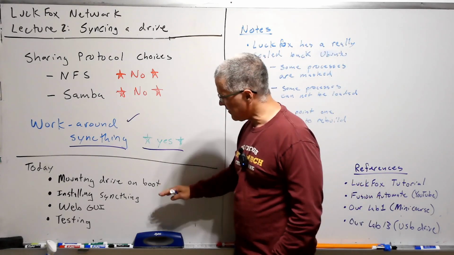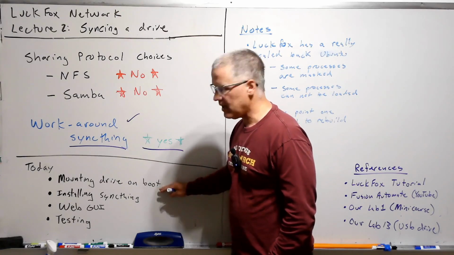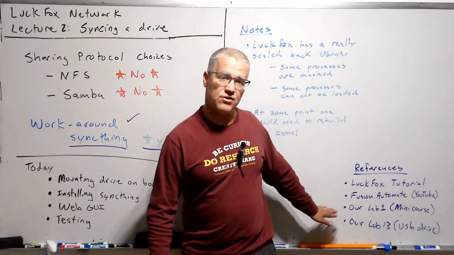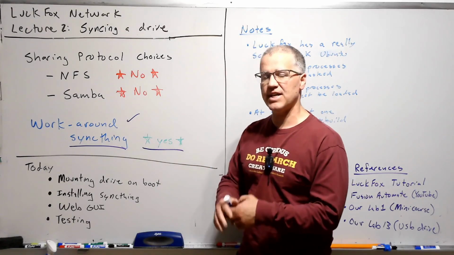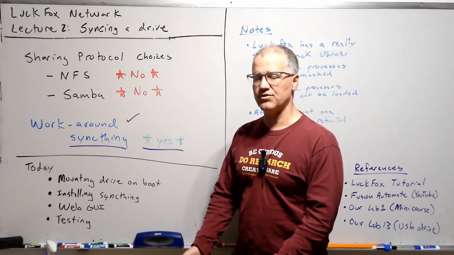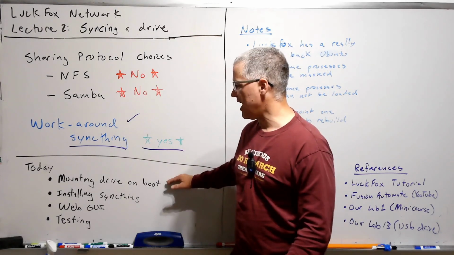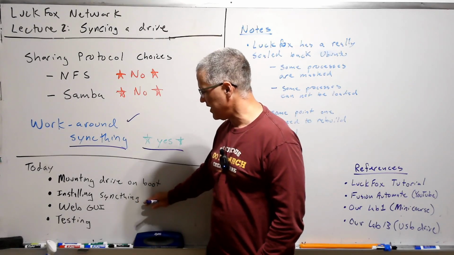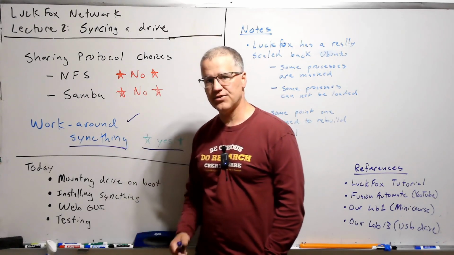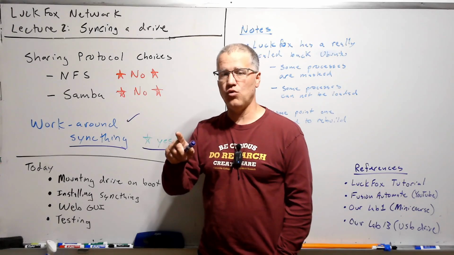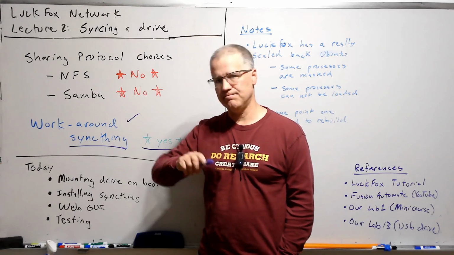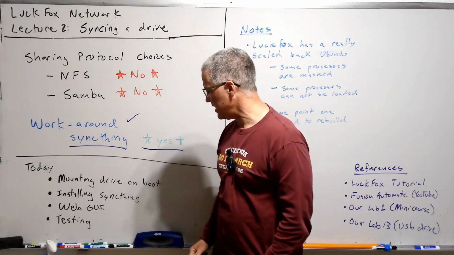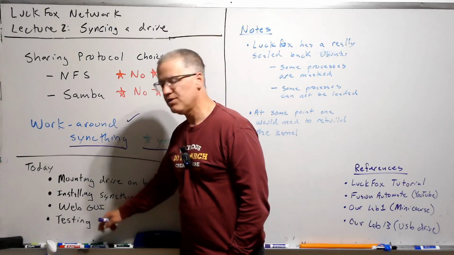For today specifically, we're going to set up the mount so it occurs on boot. That wasn't done over here, and in this network setting, you're going to want it to be that if the network goes down and comes back up, the drive is mounted. We're going to install Syncthing. We're going to interface through the web. This is a one-time only setup. Once you're set up, then everything will work regardless, and then we'll do some testing.